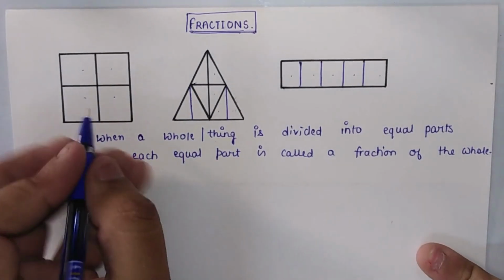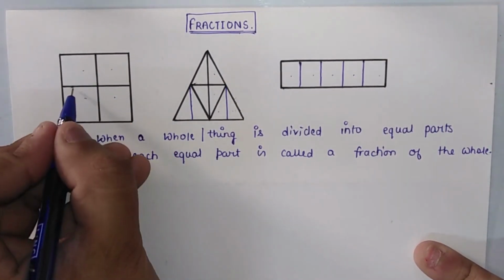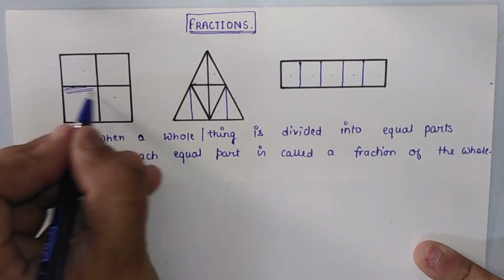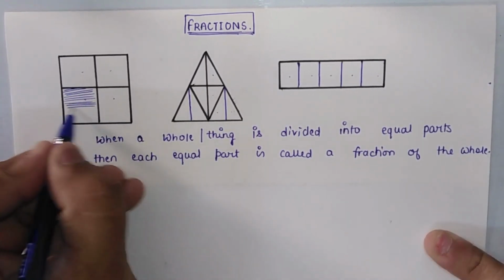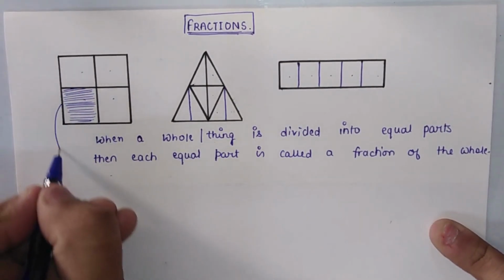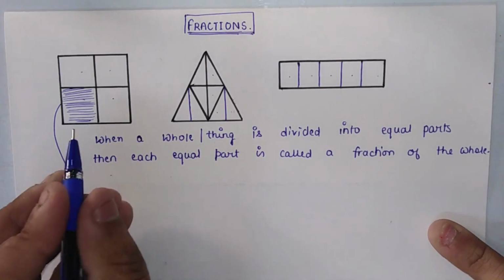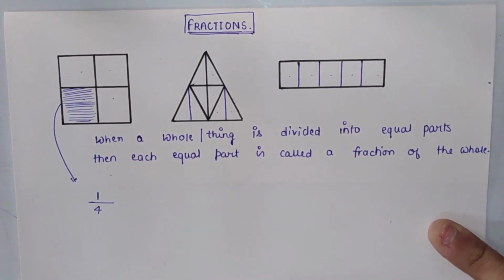Now if we talk about fractions, let's take a look again at this figure. This is a square, and if I shade one part of the square, then how many equal parts were there for this square? There were 4 equal parts, out of which one part is shaded, right?